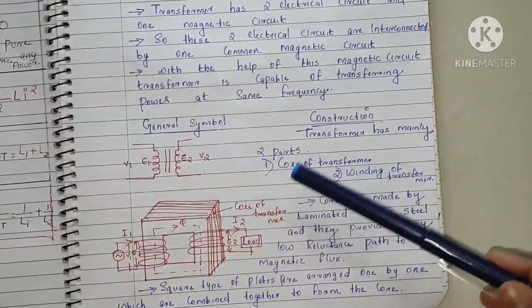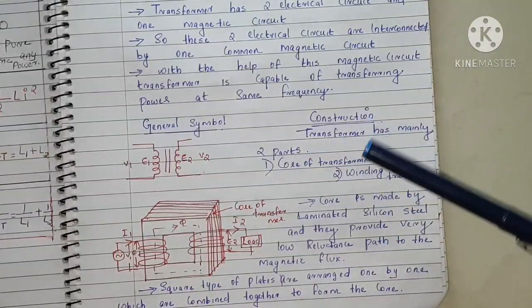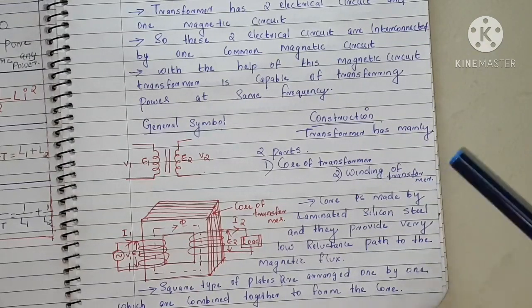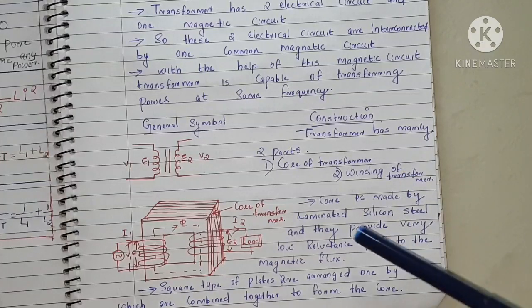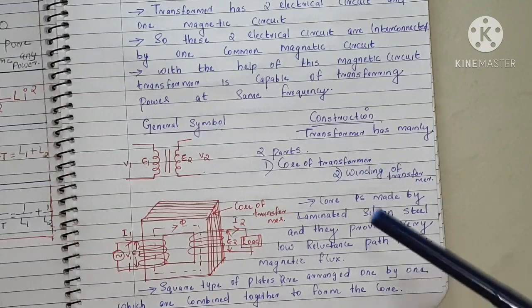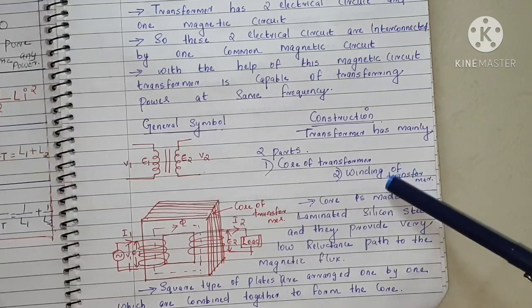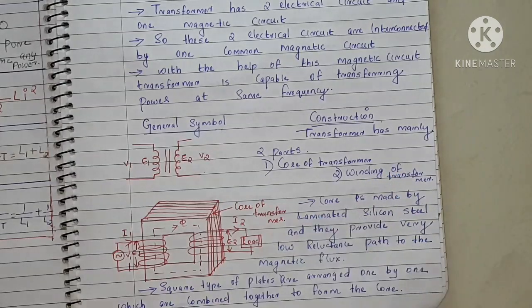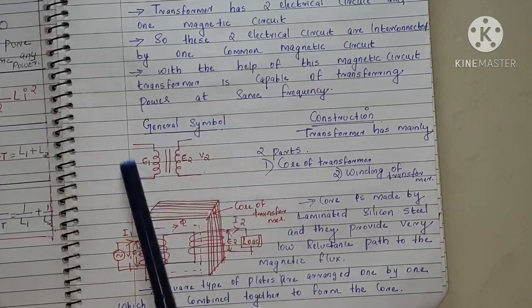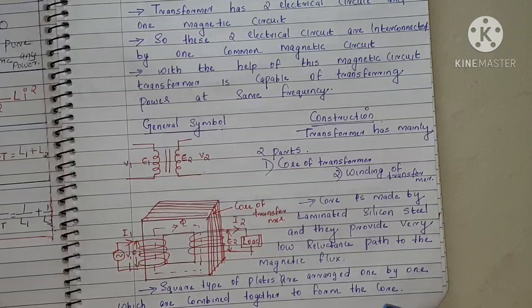The construction is under the construction topic. A transformer has mainly two parts. One is the core of the transformer and the second one is the winding of the transformer. Windings are nothing but the primary as well as the secondary winding. Here are the core of the transformer and the two windings of the transformer. This is the general symbol of a transformer.